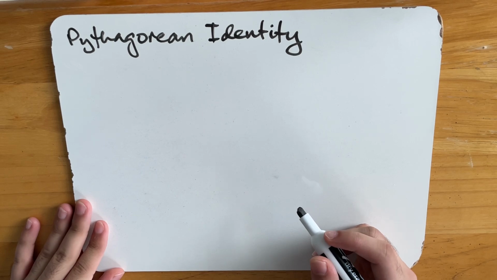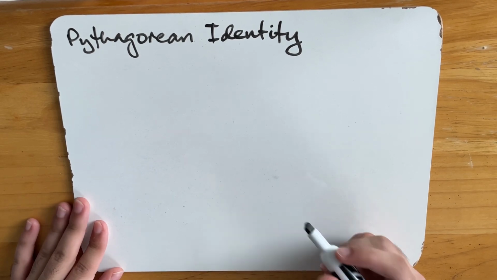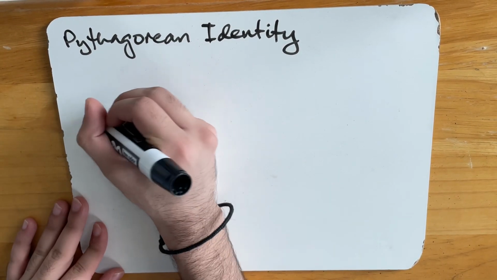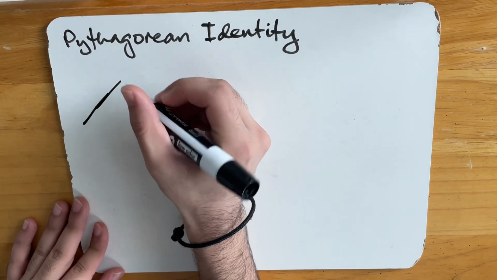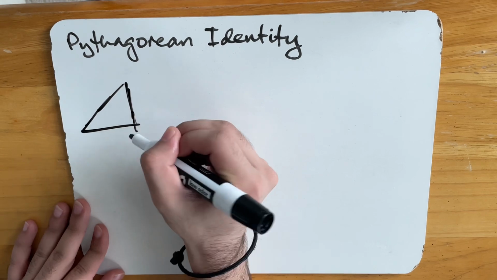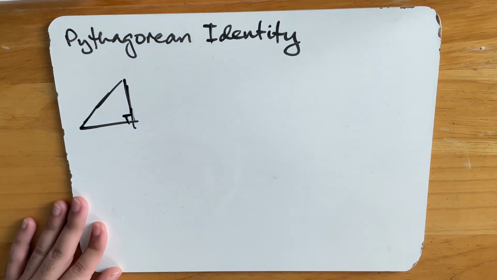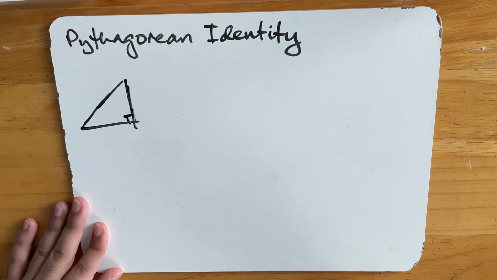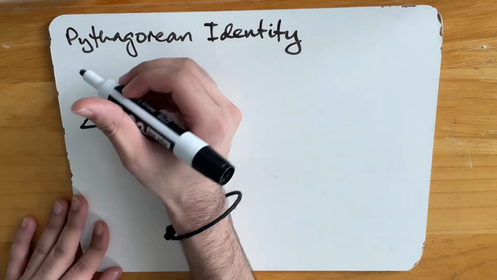To do that, I'm going to do something interesting. I'm going to draw a triangle. So I draw a triangle like this, and it's going to be a right triangle, so we can actually use the Pythagorean theorem. This is not a good right triangle at all, but whatever. It's a right triangle.